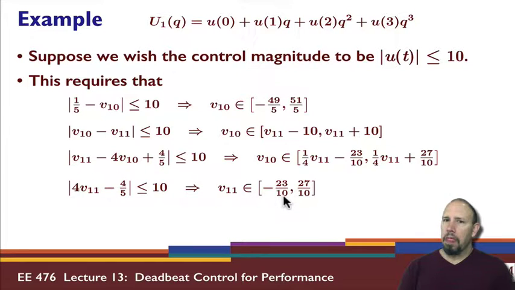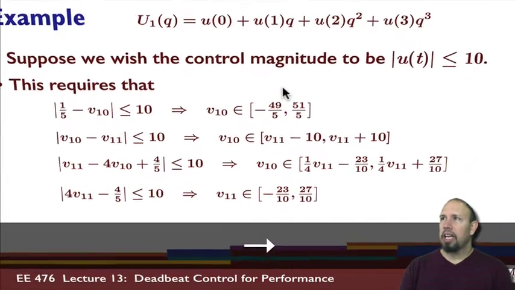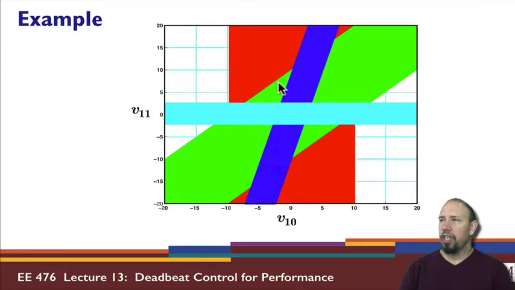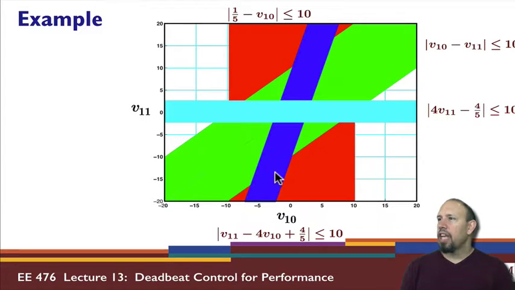Now, just looking at these inequalities, it's kind of overwhelming to try to figure out what values of V10 and V11 will satisfy all 4 of these inequalities. It's not easy. Well, one way to do it, and in this case we can actually do it, is to do it graphically. I can plot these inequalities. So these are the inequalities. These are plots of those inequalities. Each of these bands corresponds to being greater than this value, less than this value, in between two things. And so here are the actual inequalities.